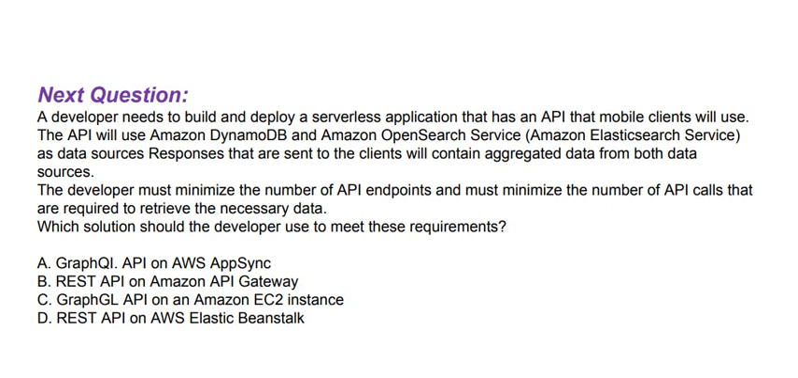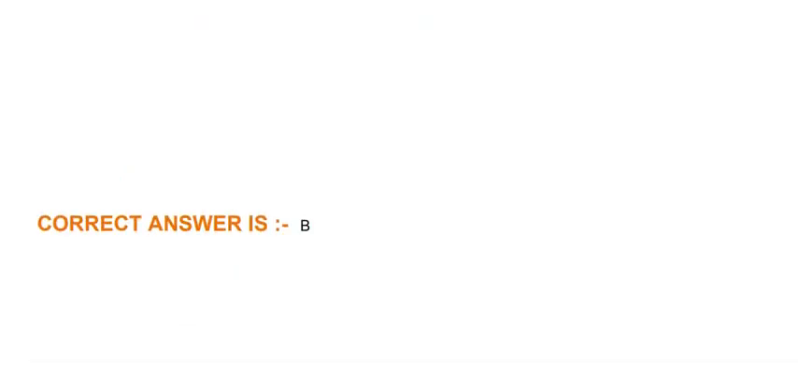Option A. GraphQL API on AWS AppSync. Option B. REST API on Amazon API Gateway. Option C. GraphQL API on an Amazon EC2 instance. And option D. REST API on AWS Elastic Beanstalk. The correct answer is option B.